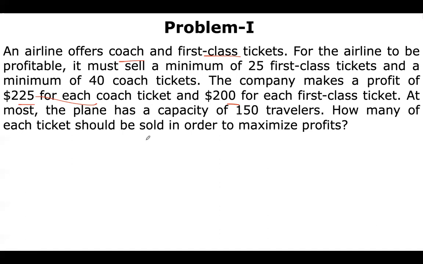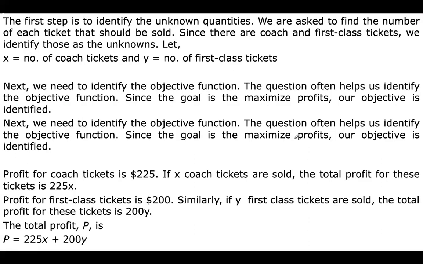How many of each ticket should be sold in order to maximize the profits, right? So let's study how we'll formulate the problem first, and then how we'll formulate it on the graph. Okay, so the first step is to identify the unknown quantities. What are the unknown quantities here?